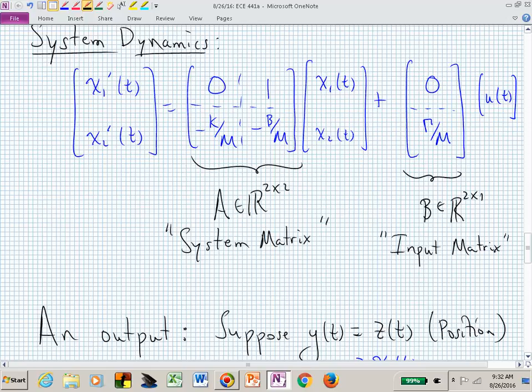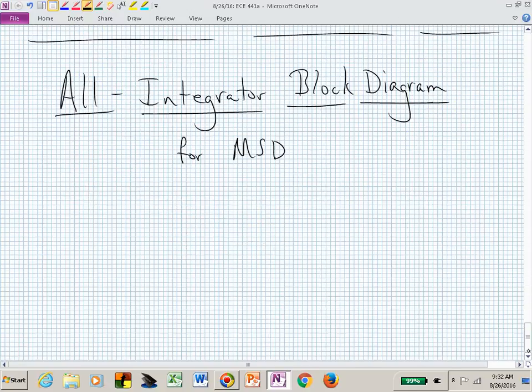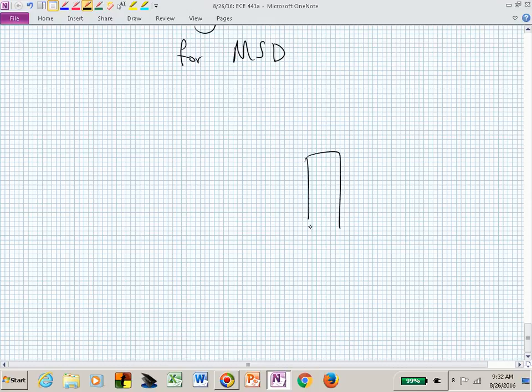How do we find x1 if we have its derivative, x1 prime? We need to integrate it. This is an all-integrator block diagram. How many derivatives do we have in this system dynamics equation? We have 2: an x1 prime and an x2 prime. We need 2 integrators in our all-integrator block diagram. So let's put those on our page. We have one integrator and we have another integrator. Now you wished calculus could be this easy, right? There's your integral.